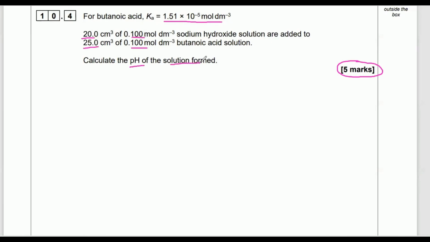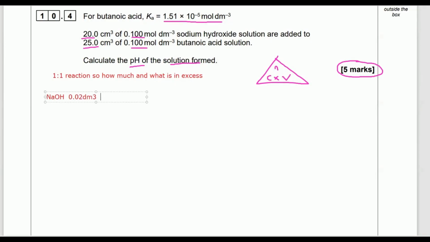We've got 20 centimeters cubed of 0.1 mole per decimeter cubed sodium hydroxide solution. That's added to 25 centimeters cubed of 0.1 mole per decimeter cubed butanoic acid solution. Calculate the pH of the solution formed. First of all, we need to look at the reaction. Sodium hydroxide with a carboxylic acid with one hydrogen ion to give away is going to be a 1-to-1 reaction. So now we're going to work out the moles of sodium hydroxide and the moles of butanoic acid. And you can do that with n = c times v.